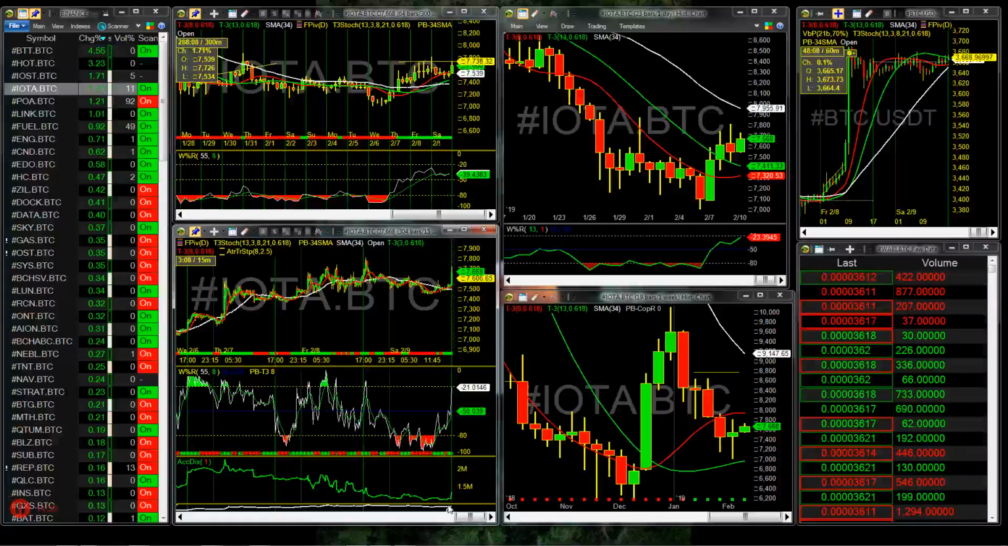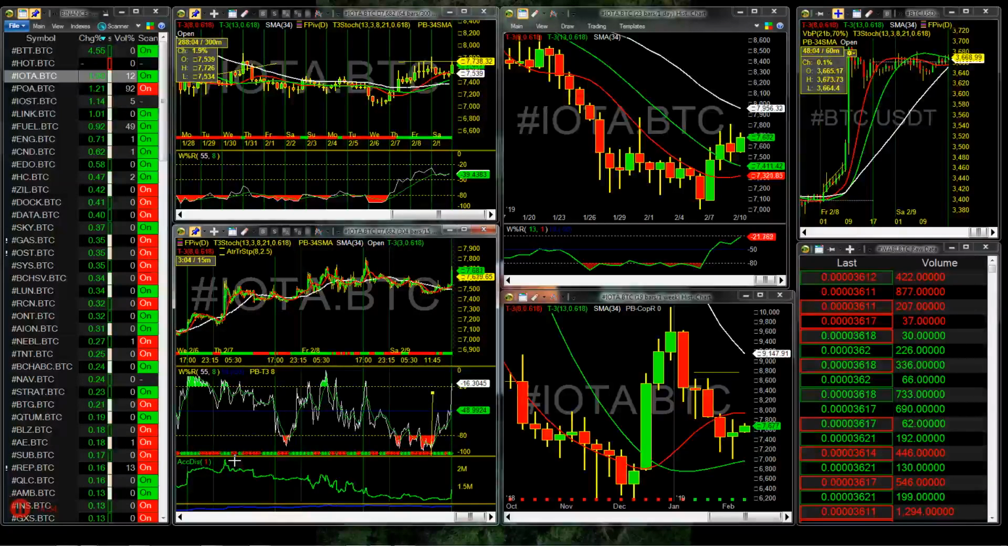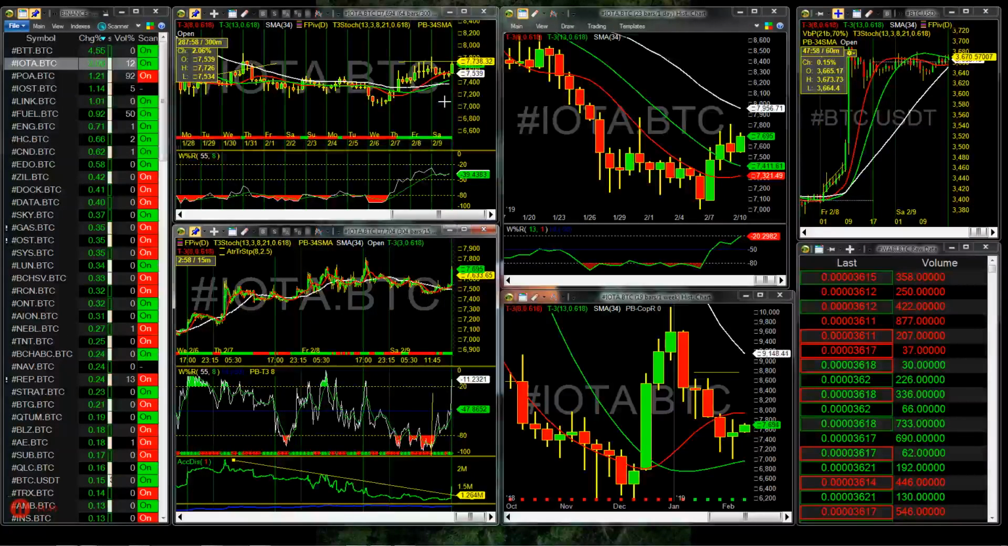You can see it coming out of oversold. You can see the trend line break in the accumulation, but it still needs to be confirmed by price. That's the whole thing. Price.